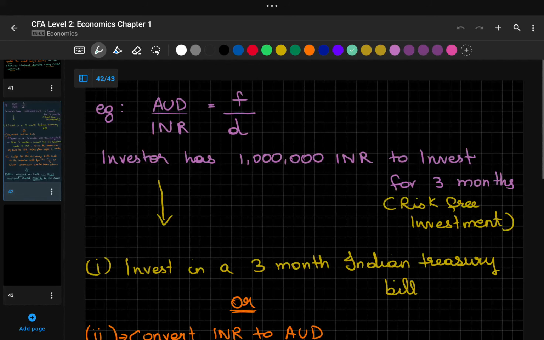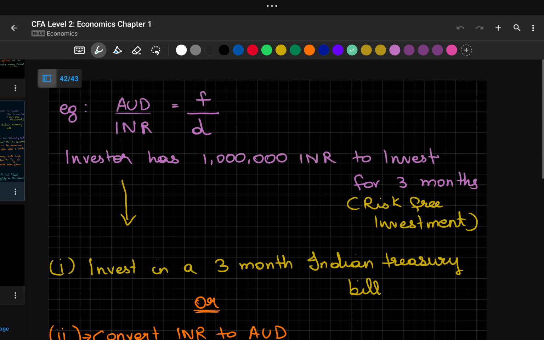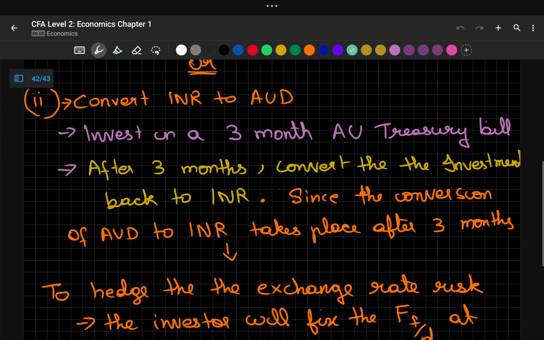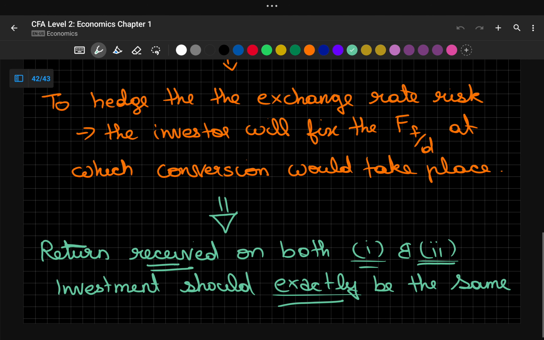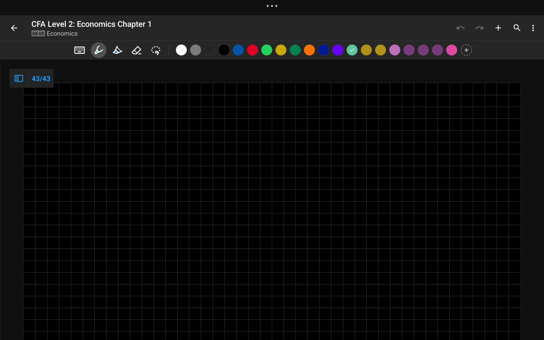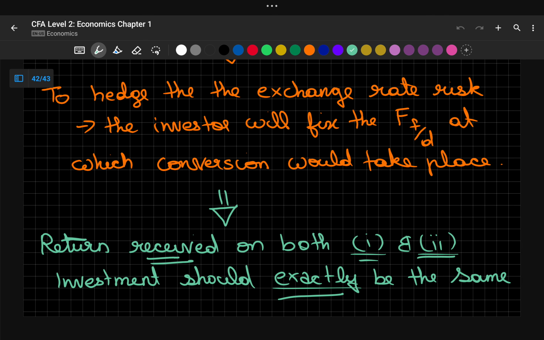Otherwise, there would be an arbitrage opportunity, in which the investor can invest in the currency market where he will make higher profit. That's why for covered interest rate parity to hold, both the returns should be exactly the same, otherwise an arbitrage opportunity exists.